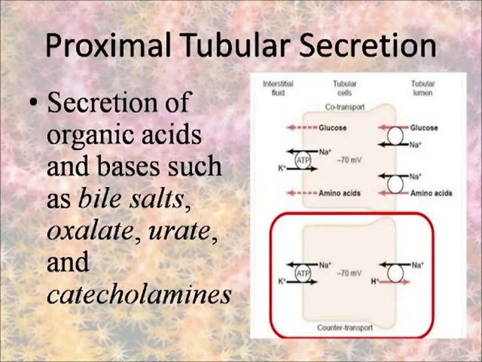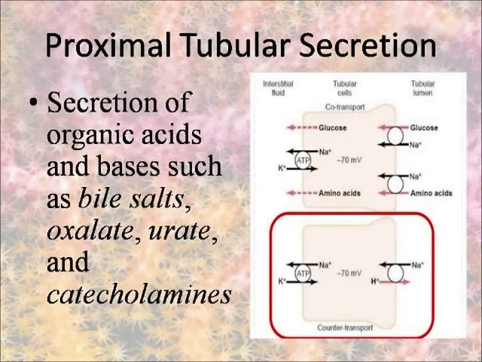Para-aminohippuric acid is also secreted by the proximal tubule. It is secreted so rapidly that the average person can clear about 90% of the para-aminohippuric acid from the plasma flowing through the kidneys and excrete it in the urine.